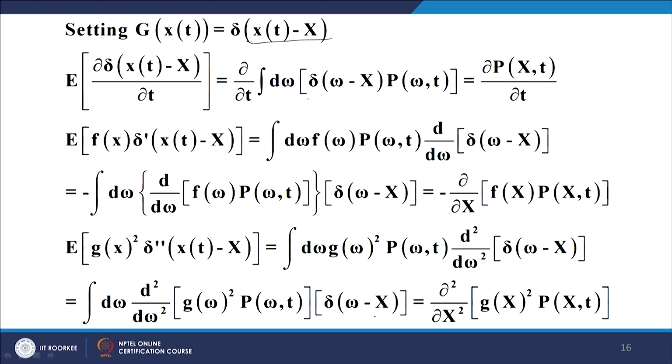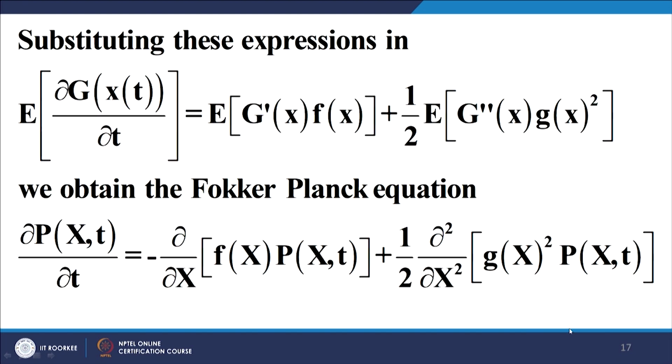When you integrate this with this delta function, this becomes g x, this becomes p x. That is precisely what is here. When you substitute these values in this equation, you get what is called the Fokker-Planck equation. So, this is the Fokker-Planck equation corresponding to the general Langevin equation, or the general stochastic differential equation, dx is equal to f x dt plus g x dw.